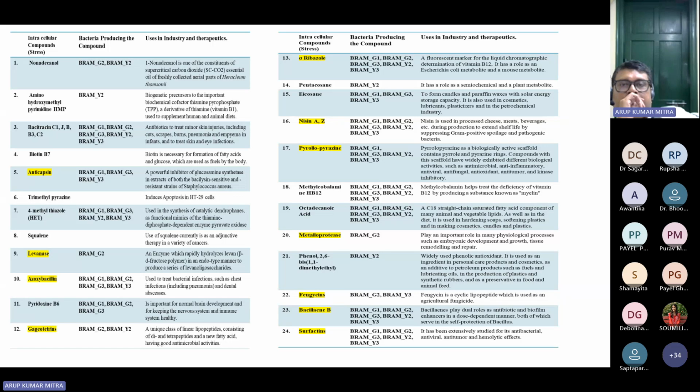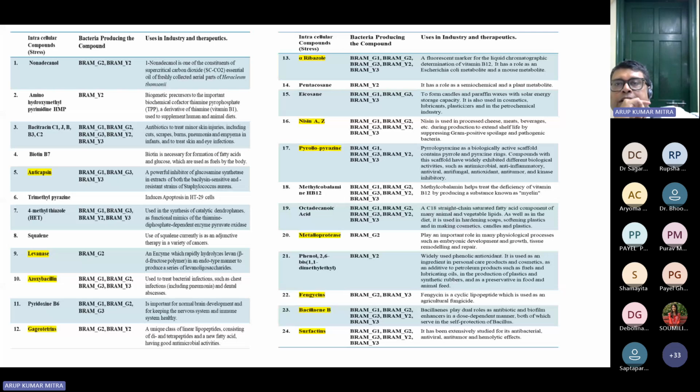You can understand that they are producing biotin, which is a vitamin. They are producing anticapsin. All the strains, the names are given there, which is actually making them resistant to bacilysin. They are producing levanase, like G2, which is producing levan oligosaccharide. That is alternative sugar breakdown. They are producing antibiotics like azoxybacillin, and a very interesting one, they produce a linear lipopeptide, which is also antibacterial in nature, in the form of gageotetrin.